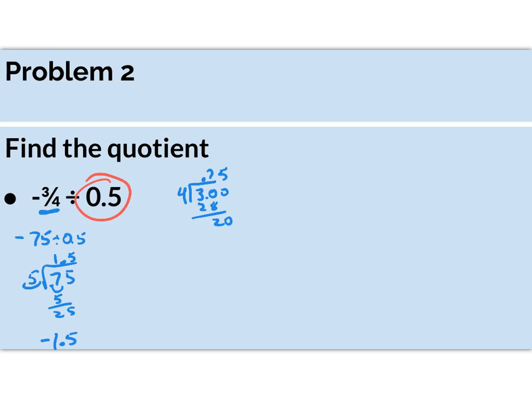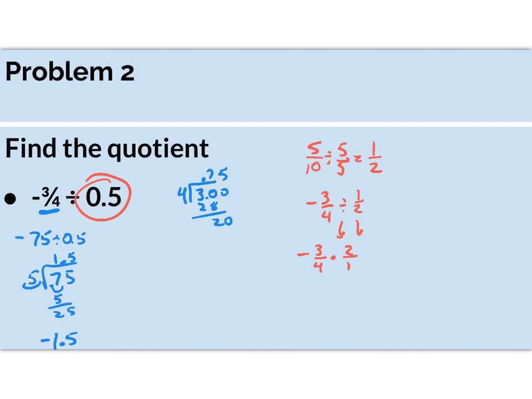I want to convert this one into a fraction and do the division and see what we come up with. So to convert it into a fraction, 5 tenths, 5 over 10. And we've seen this before. So hopefully you recognize 5 tenths is 1/2. So negative 3/4 divided by 1/2.